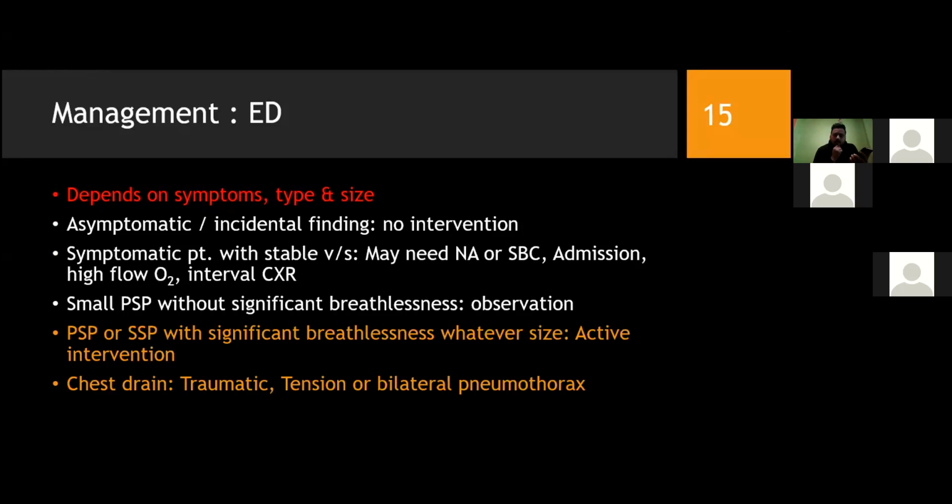For a small primary spontaneous pneumothorax without any significant breathlessness, just observation, or you can discharge. And whatever the size of the pneumothorax, if the patient is breathless, then active intervention should be done. And immediately we should proceed to chest drain in case of bilateral pneumothorax, or if the pneumothorax is due to tension pneumothorax, or it is due to trauma.